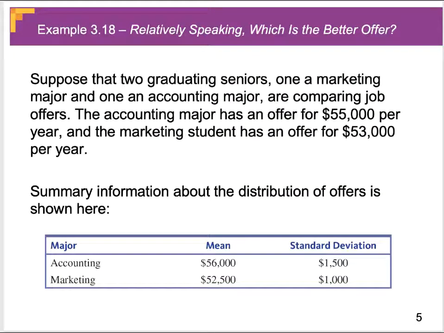Here we can look at the mean and standard deviation for job offers based on different majors. An accounting major has a mean of $56,000 for a starting salary with a standard deviation of 1,500. Marketing has a mean of 52,500 for those offers with a standard deviation of 1,000. So if you have two students, one an accounting major and one a marketing major, how do we compare these two offers? Now, of course, we could always simply say that the accounting major had an offer that was $2,000 more than the marketing student, and that would absolutely be appropriate.